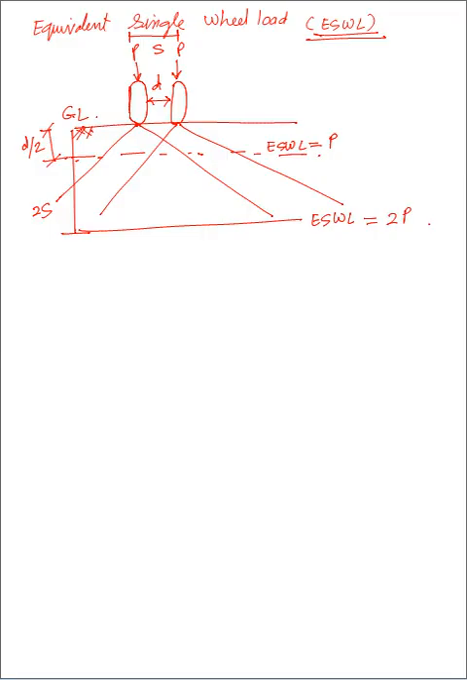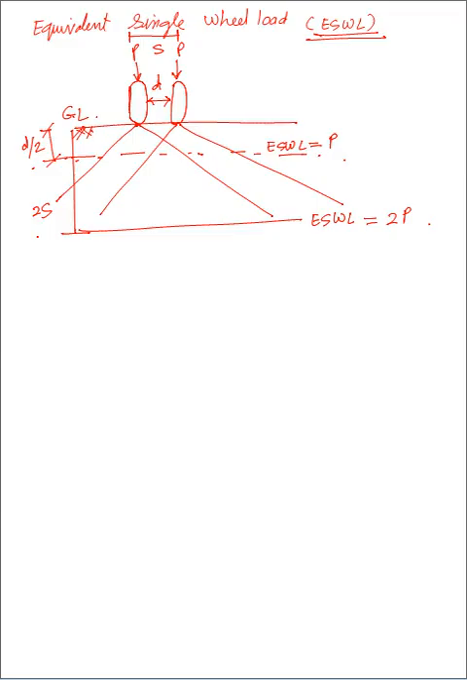Just for the sake of understanding, you remember this diagram and you remember the values also, that below the ground level at a distance of d by 2, ESWL is equal to P, and below ground level at a distance 2S, your ESWL is equal to 2P.